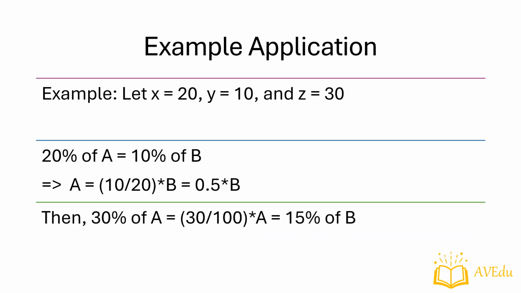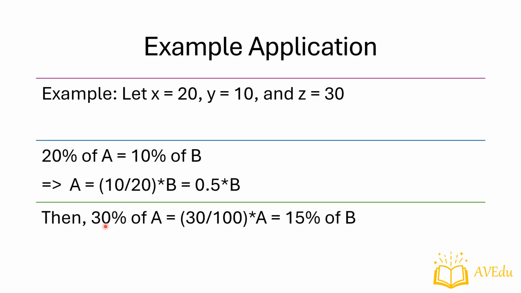Let's put this into action. Imagine you're comparing discounts between two stores. Suppose 20% off on product A equals 10% off on product B. Now, if you want to know what a 30% discount on product A corresponds to for product B, the first step will be to calculate the ratio of A over B. 20% of A equals 10% of B, hence A equals 10 over 20, that is 0.5 times B.